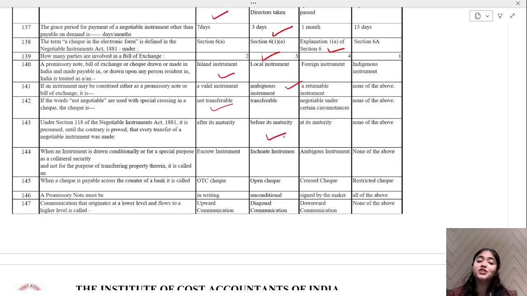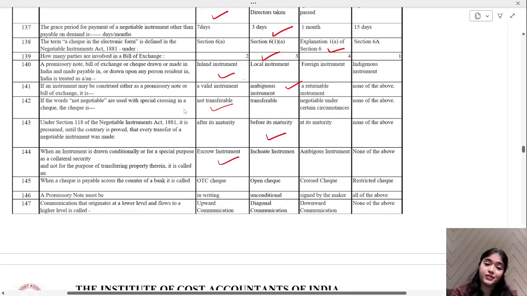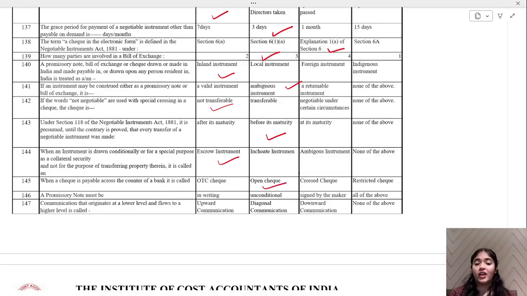When an instrument is drawn conditionally or for a special purpose as a collateral security and not for the purpose of transferring property therein, it is called as escrow instrument. Very good. When a check is payable across the counter of a bank, it is called OTC check, open check, crossed check, or restricted check. Correct? Open check. Option number 2. Very good. Let's go ahead.